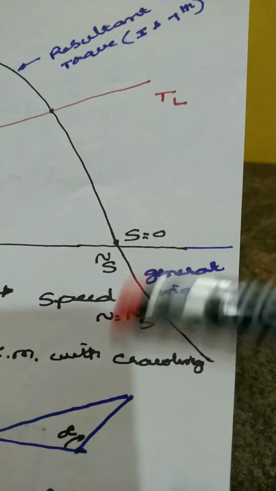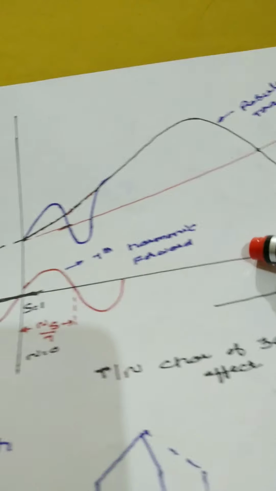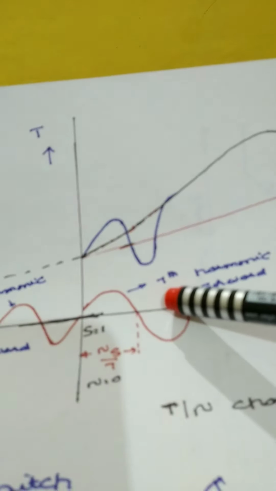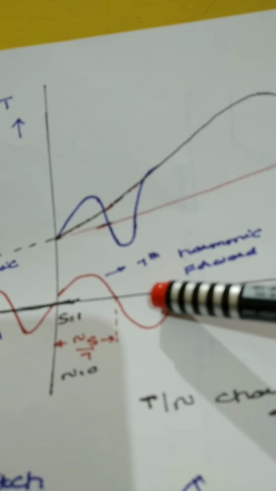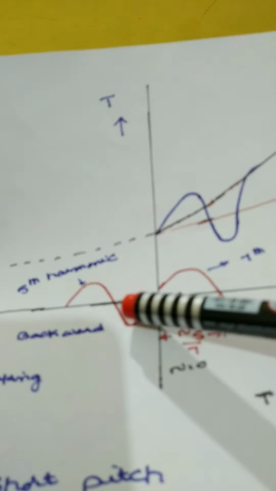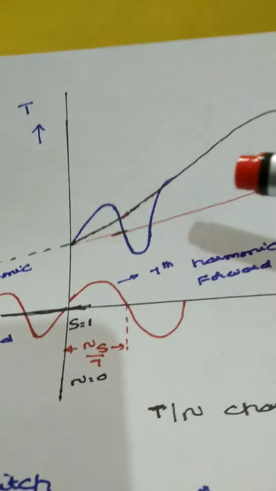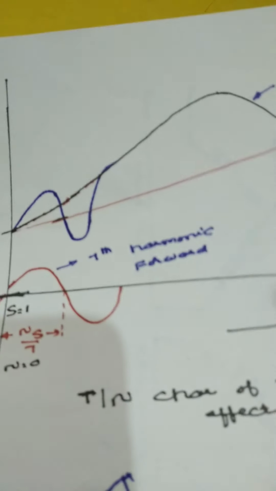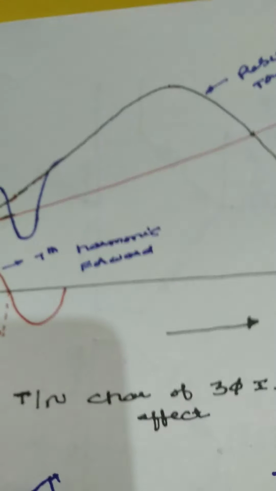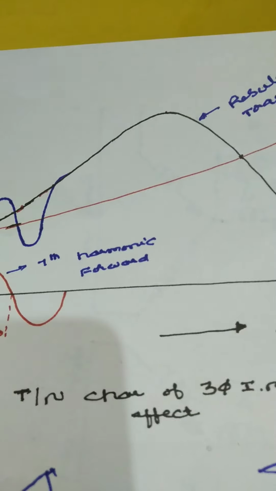I am not analyzing that; they are already stated as braking region and regenerative region. So what we require is the motoring region for practical purposes, because the motor is driving a load. So now here, this is the seventh harmonic effect. It produces a forward torque, and this fifth harmonic produces a backward torque. And here this is the fundamental. This is the torque speed characteristic with fundamental. I already explained here. This is the load torque characteristic.